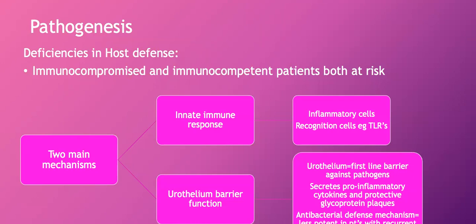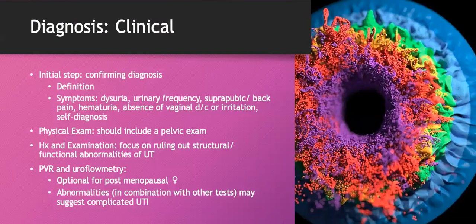In terms of its diagnosis, clinically, the first step is to confirm the diagnosis, and we've defined it already. The second step is obviously to take a history, and this will include the patient's symptoms, which include dysuria, urinary frequency, suprapubic or back pain, hematuria, but there has to be an absence of vaginal discharge or irritation. Or it can actually be from self-diagnosis from patients that already know that they have a history of recurrent UTIs.